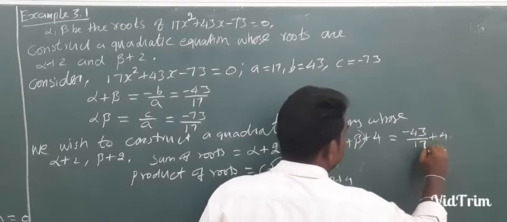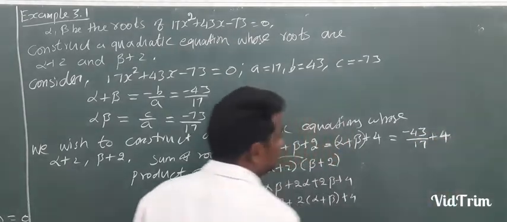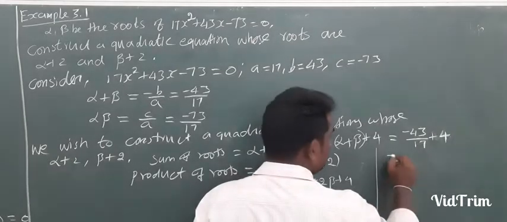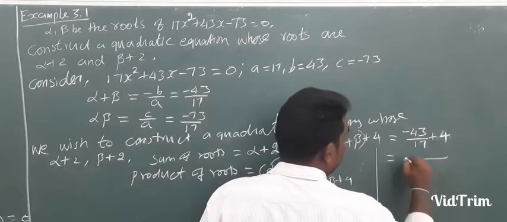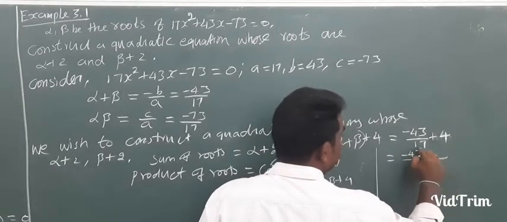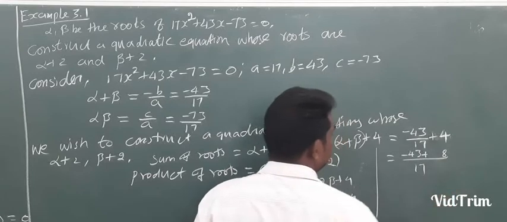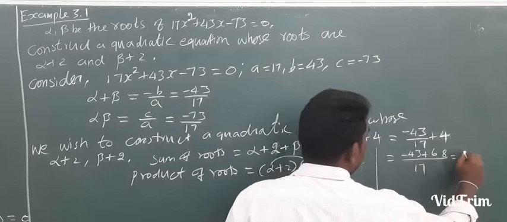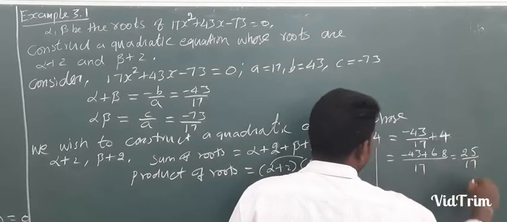Now you take the LCM. So what is the LCM? 17 into 4, you just take the LCM. 17 minus 43, so 4 7s are 28 and 4 17s are 68. So the value is 25 by 17.